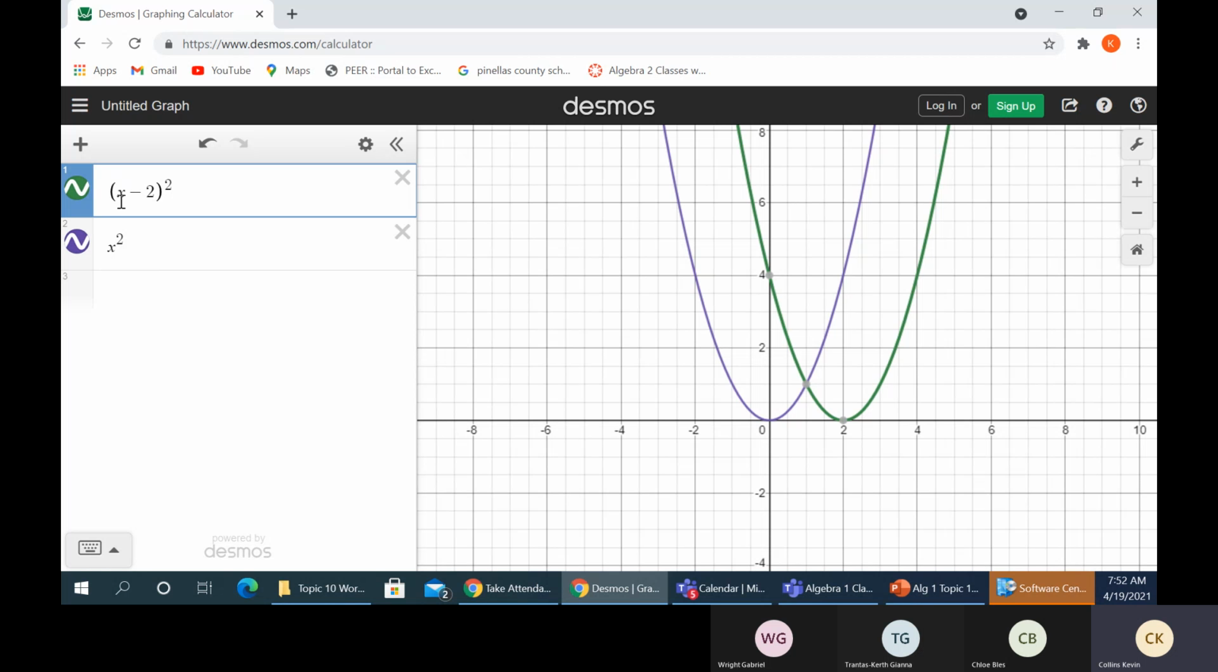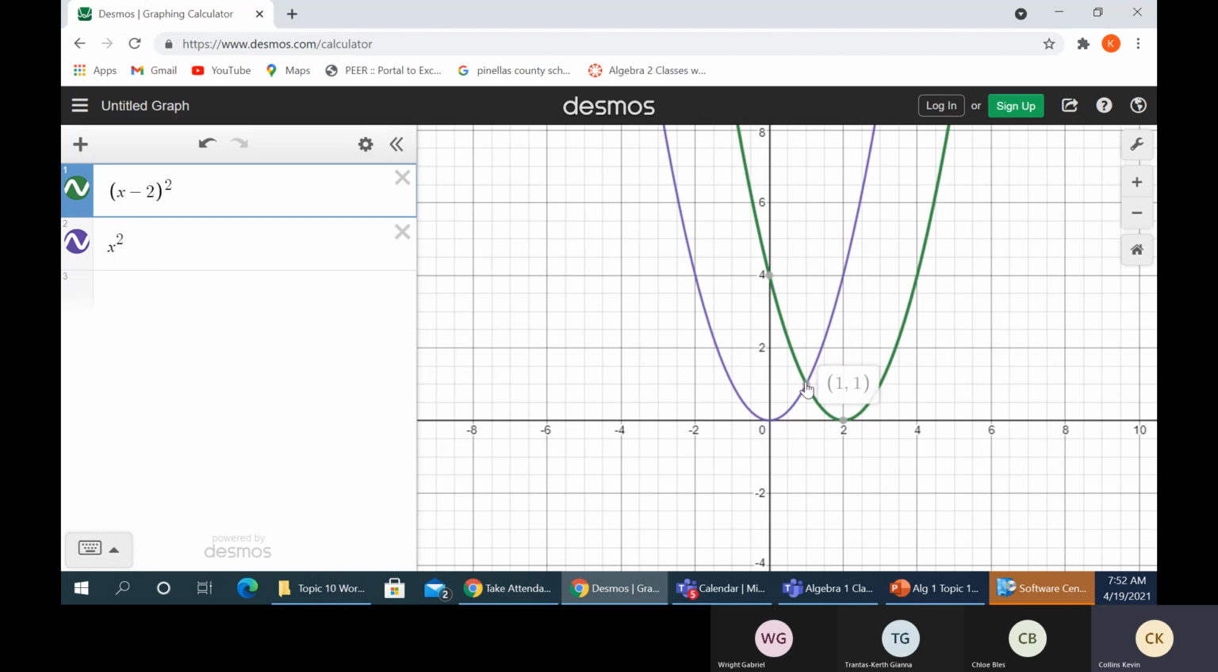Because think about it. I always thought, because this used to confuse me too, I always looked at this and said, well, what number do I put in here for x that makes this thing 0? And that would be 2. 2 minus 2 gives me 0. That's why this thing moves over 2 to the right.